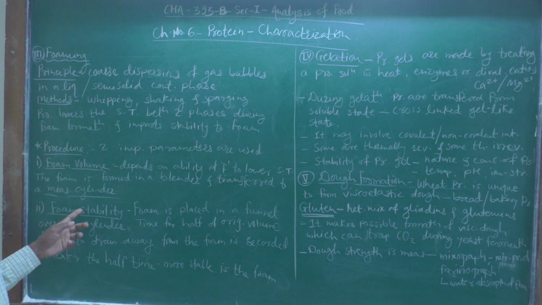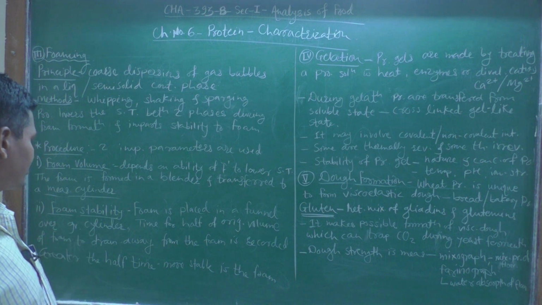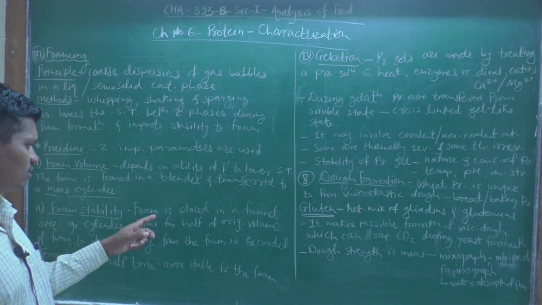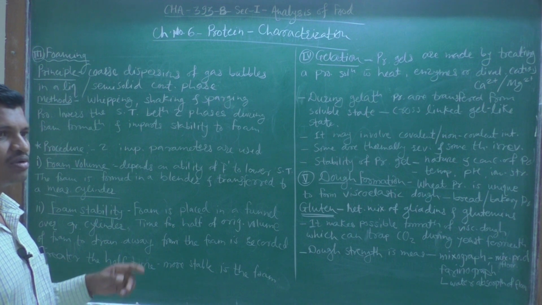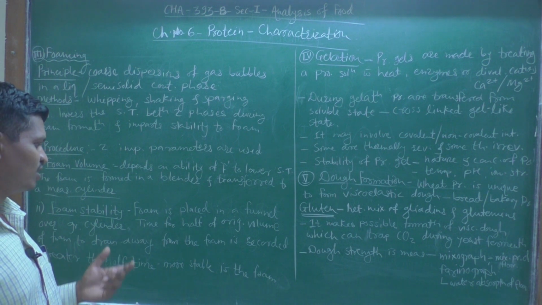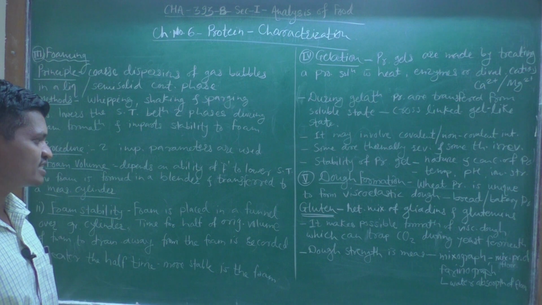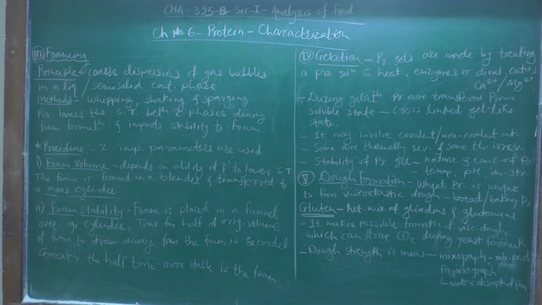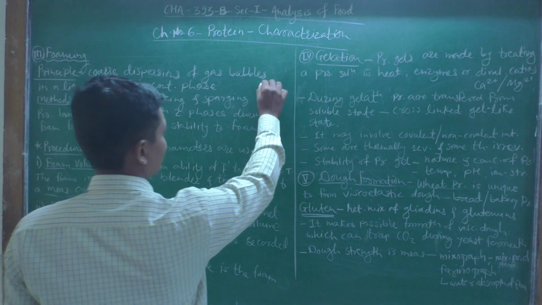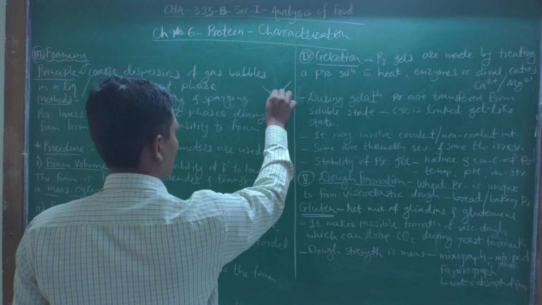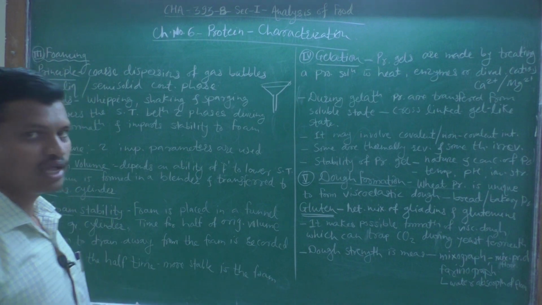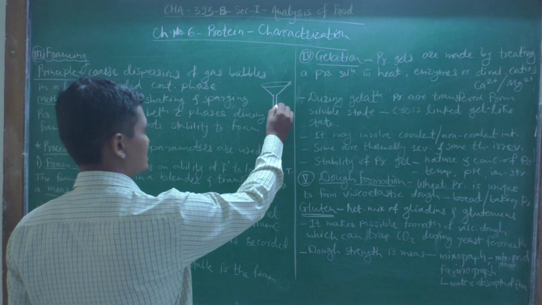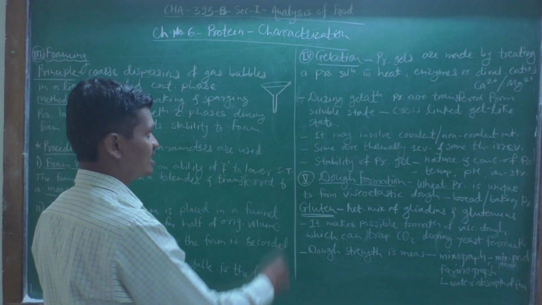Then the second parameter is foam stability. Foam stability is another important parameter for the foaming process of a protein. The foam is placed in a funnel, and below that funnel a measuring cylinder or graduated cylinder is used.